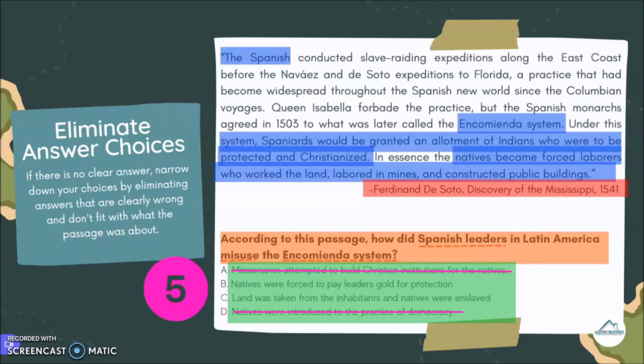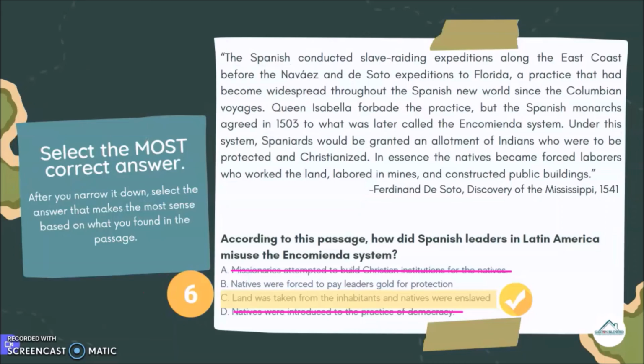So I could already eliminate that missionaries attempt to build Christian institutions for the natives because there's no discussion of building Christian institutions with them. And then I can also eliminate natives were introduced to the practice of democracy because, of course, if I know that they were forcing Indians to labor, work the land, work in mines, that's not a practice of democracy, so it doesn't fit. That narrows my chances to 50-50 at the very least, and I would choose the answer that makes the most sense according to what I highlighted in the text. And so in this case, land was taken from the inhabitants and natives were enslaved. And you can see that in that last sentence there. The natives became forced laborers who worked the land, labored in mines, and constructed public buildings.